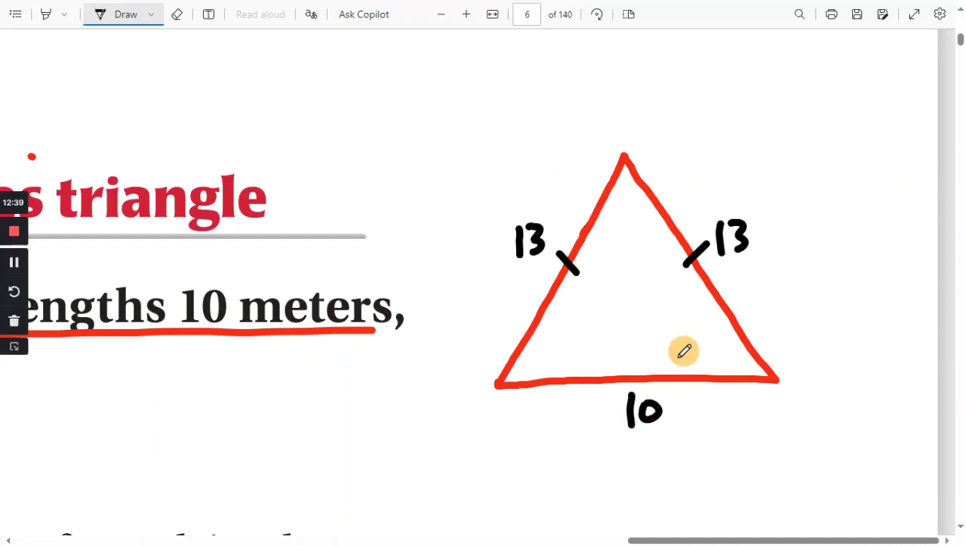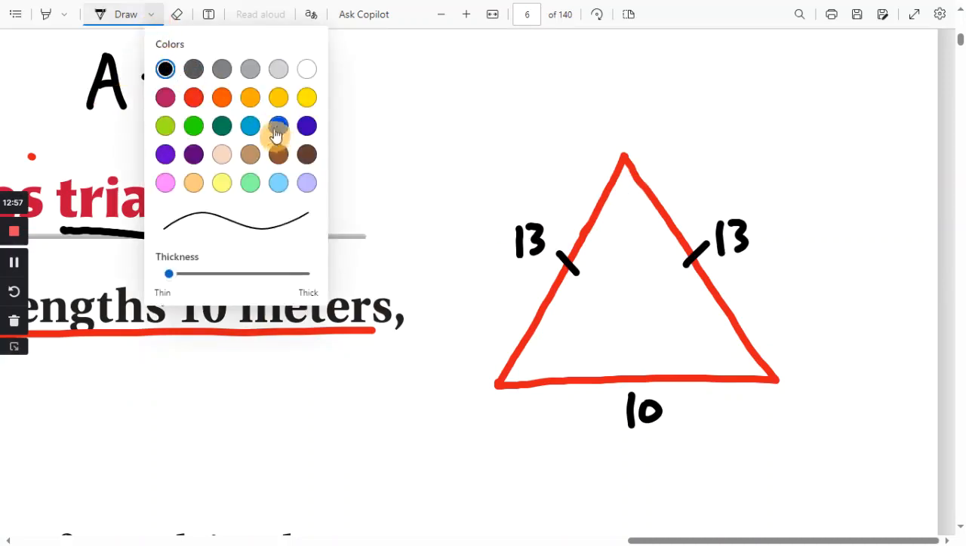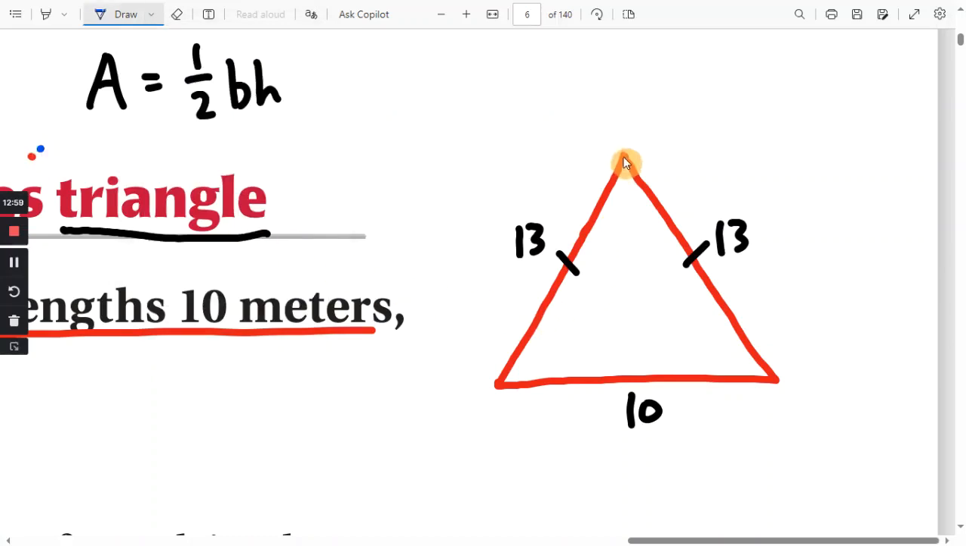Now, we're looking to find the area of a triangle. Does anyone remember the area formula for the triangle? Well, that's going to be 1/2 base times height. Now, we don't have a height, but we can draw in a height. So, you start at a vertex, and you go perpendicular to the other side. For the isosceles triangle, the best way to draw the height is in between the 2 sides that are congruent. Okay, so in between the 2 13s, I'm going to draw in a height.